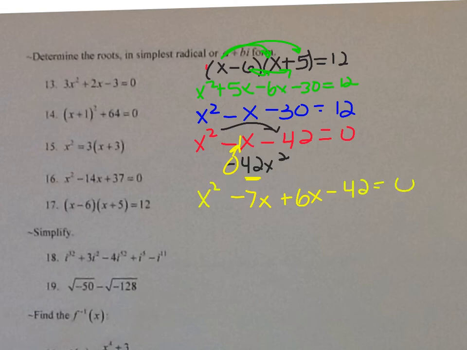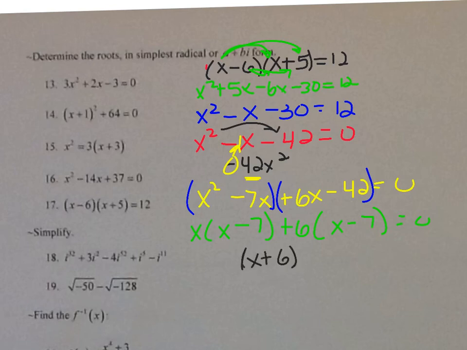Now we'll factor by grouping. Group the first two, group the last two. The GCF of the first group is x, and then we have x minus 7. The GCF of the second group is positive 6 times x minus 7. So my factors are x plus 6 and x minus 7 equals 0. And then you make your t-chart and finish it up. So on the left here, I get x equals negative 6, and x is equal to positive 7.